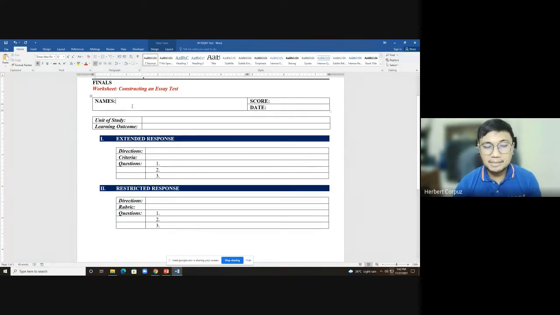So you have to put your names here, of course. Then unit of study, you select a certain unit of study. Sa PE, ang piliin yung unit of study, mga first part ng, for example, history ng sports, ganyan. Yung hindi highly performance-based, okay?